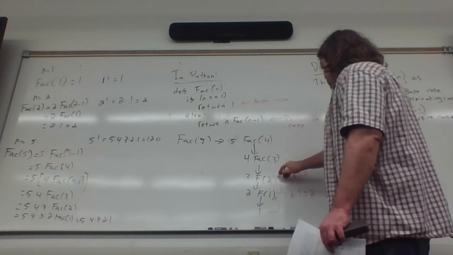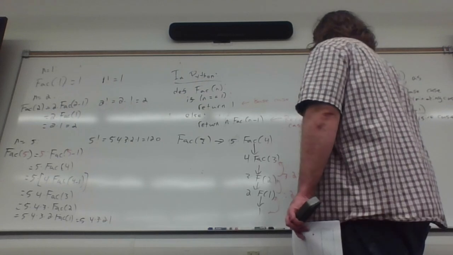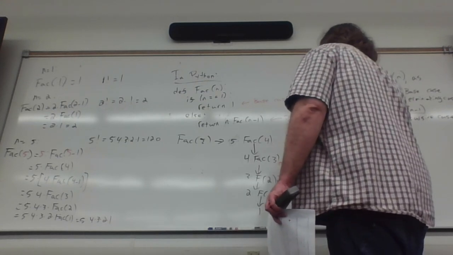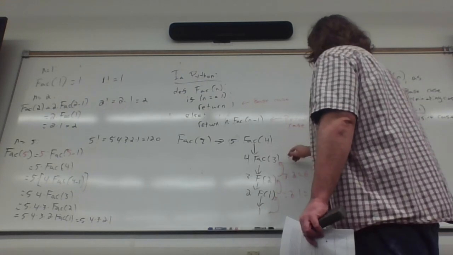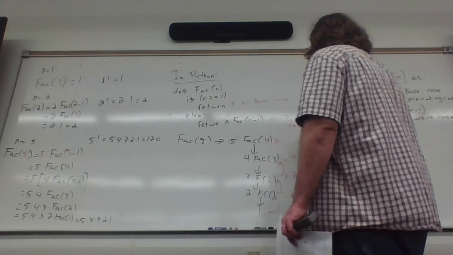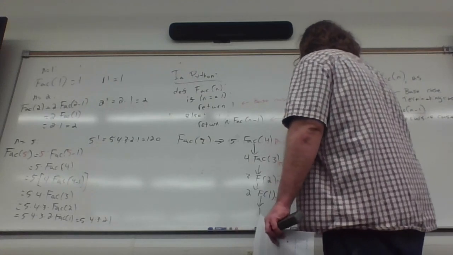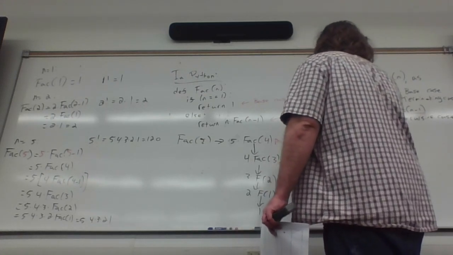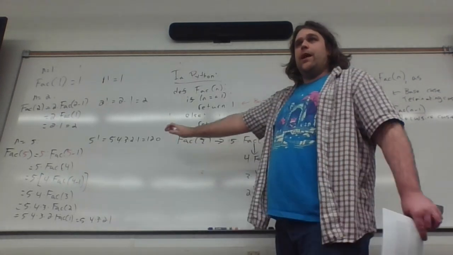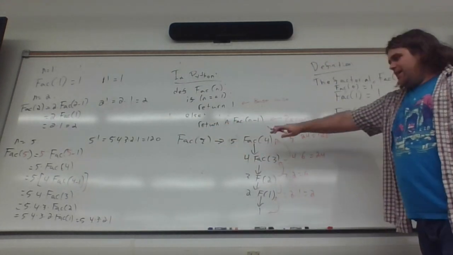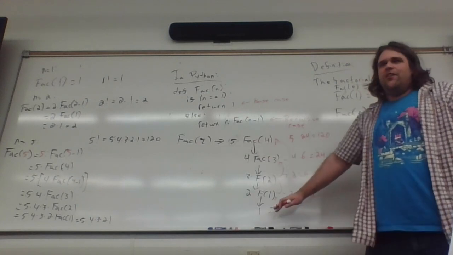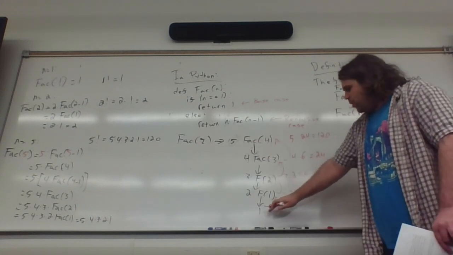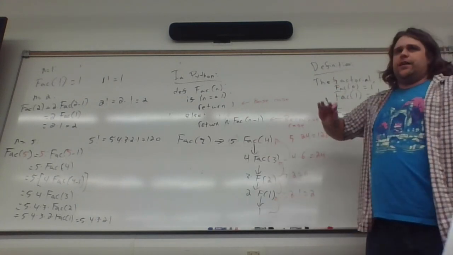Aha. Now I know the result of this. So now it's 4 times 6, which is 24. Aha. Now I know the answer to this, which is 5 times 24, which is 120. And now that's what we wanted, right? So it's going to sort of do this, it's building what's called a stack of calls to this function, and then it will unpack it with the result individually.